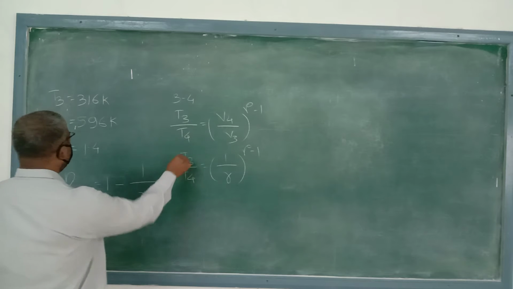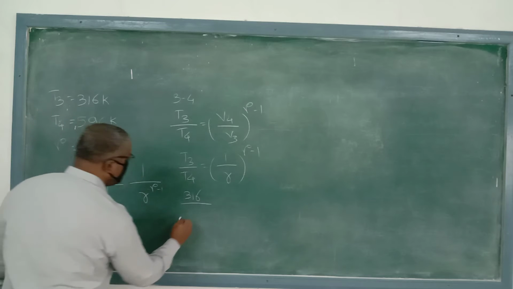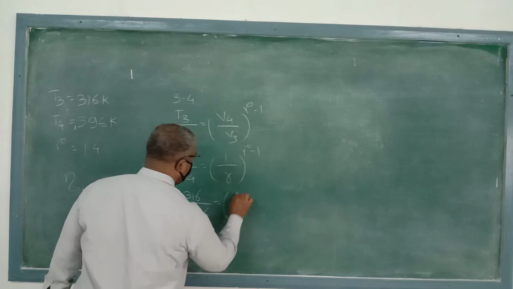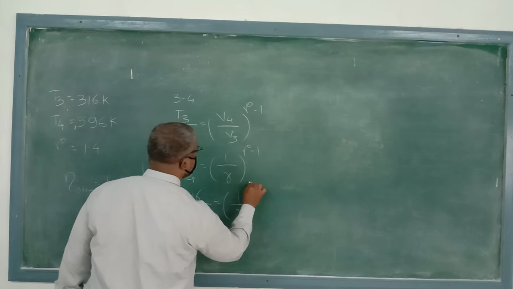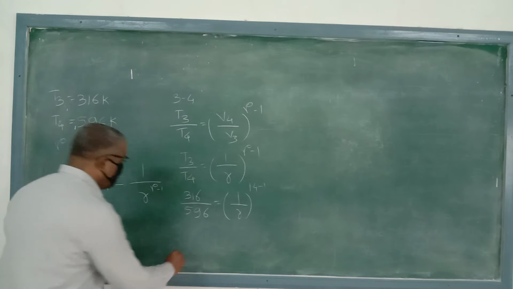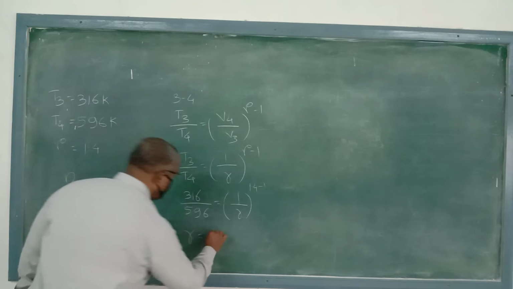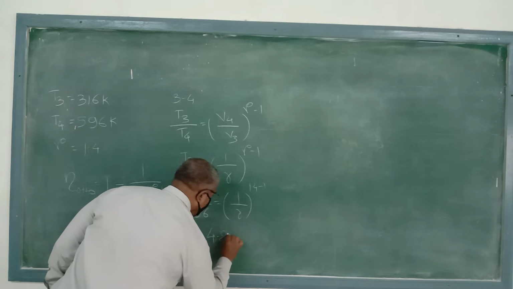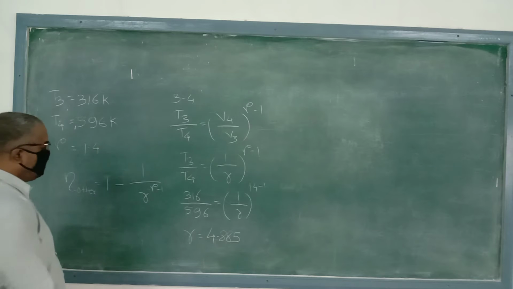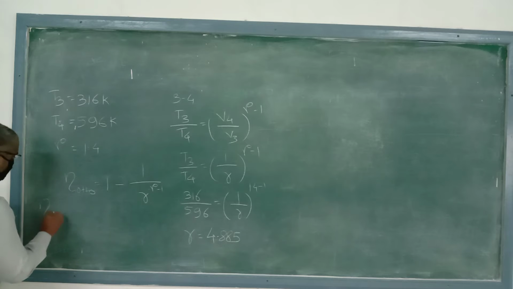So here T3 is known, 316 Kelvin, T4 is given, 596 Kelvin, 1 upon r raised to gamma, the value they have given 1.4, minus 1. So we can calculate the value of r, and the value of r becomes 4.885. Now we know the value of r, so we can substitute this value of r in this efficiency formula.